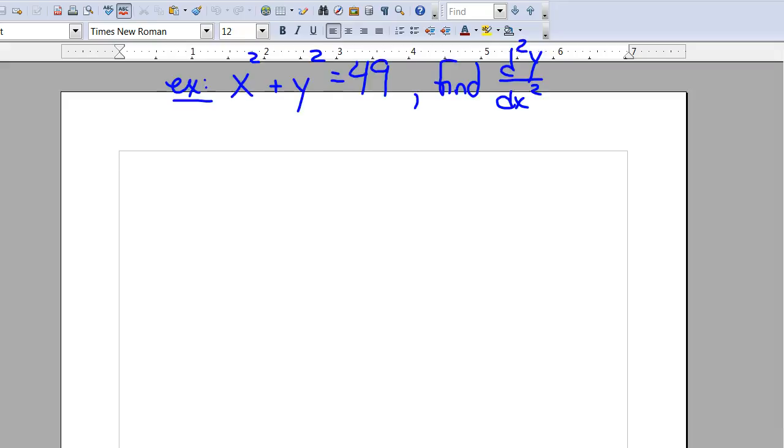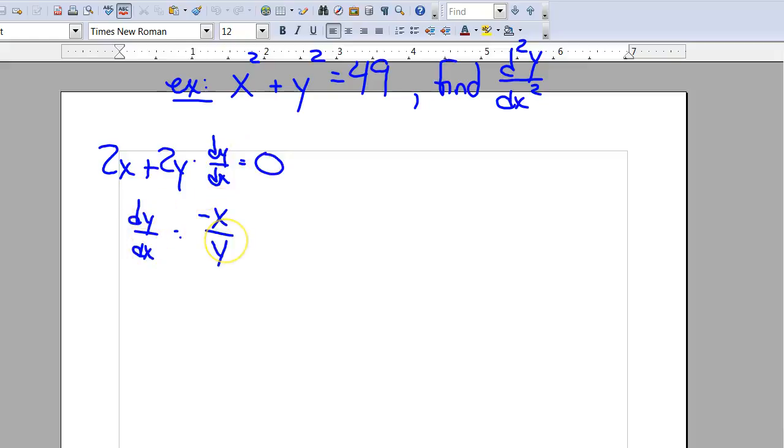Okay, so the first derivative is the same as the last one, so 2x plus 2y times dy/dx equals 0. For this part, it doesn't even matter what that number is because it goes to 0 right away. And I'm just going to jump to dy/dx equals negative x over y. Are we good with that? So then I have to take the derivative of that.